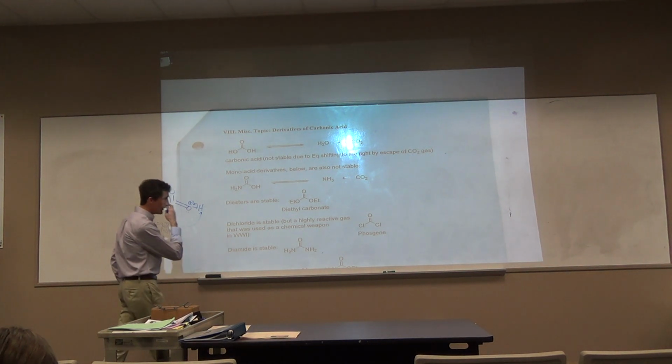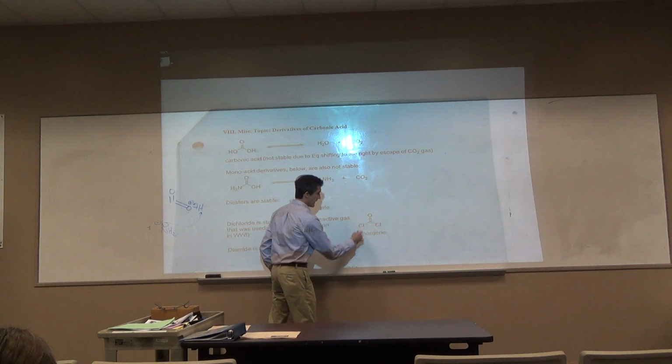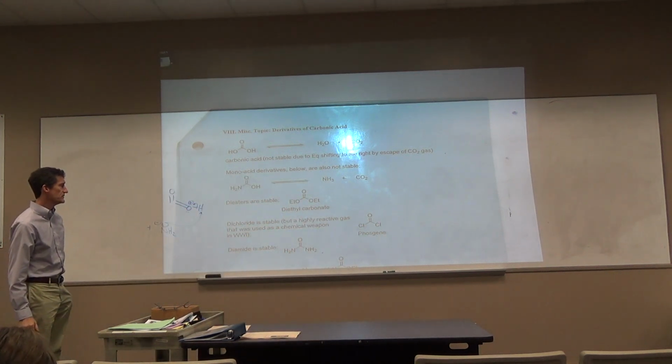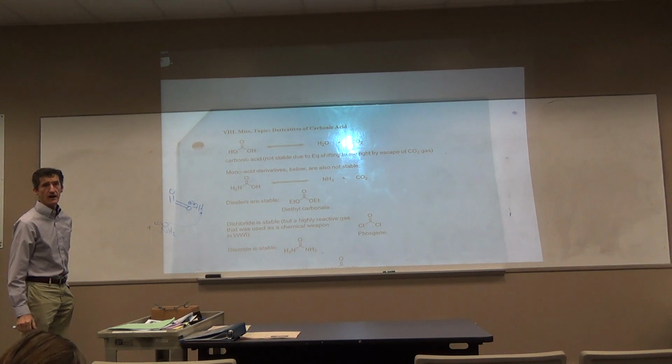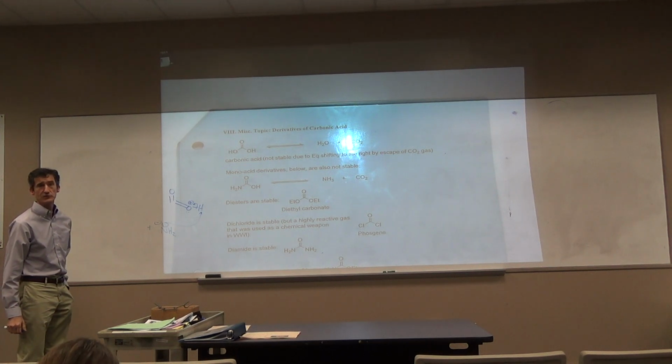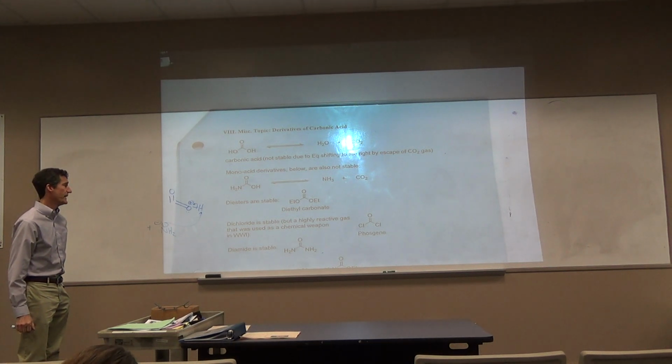So the dichloride is called phosgene. It is a gas. It's very electrophilic, very reactive, and it actually has been used as a chemical weapon in World War I, back when they first started using poisonous gases. Bad stuff.